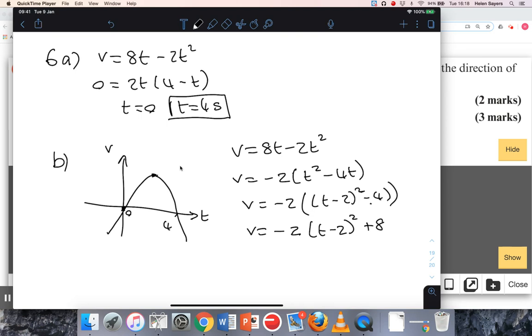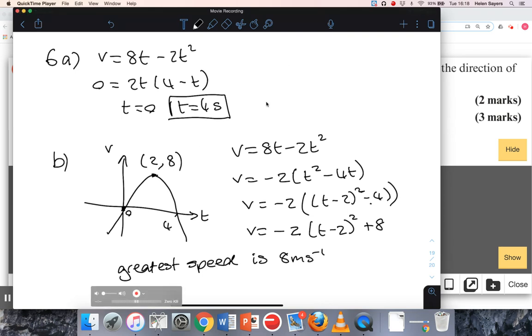So that vertex is at t is 2, v is 8. So the greatest velocity is 8 meters a second, and therefore the greatest speed is 8 meters per second.